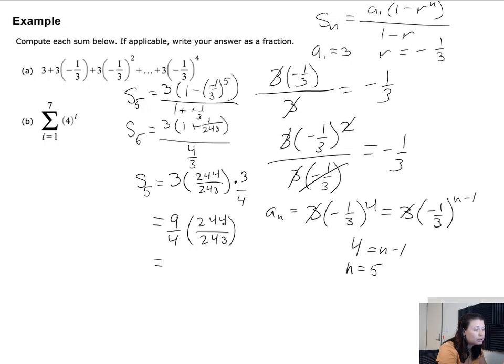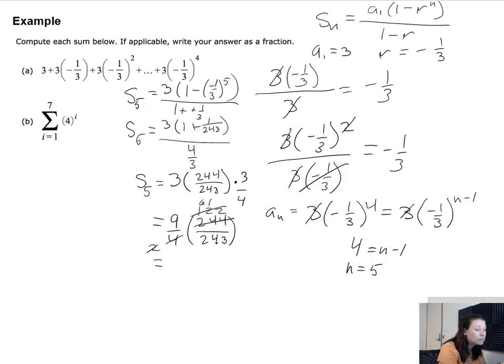2 goes into 244 and 4, leaving us with a 2, and a 122 goes again. So that leaves us with 66. No. 61.